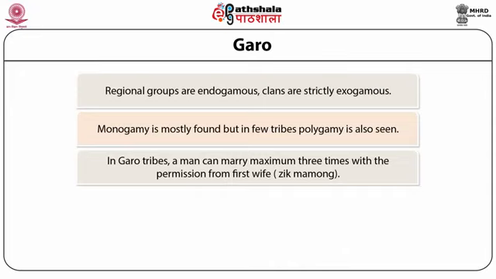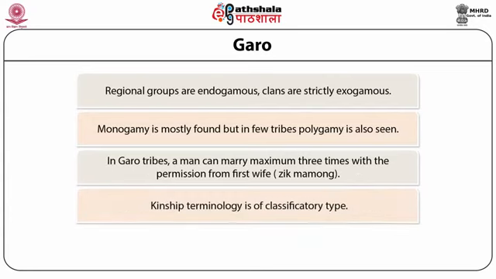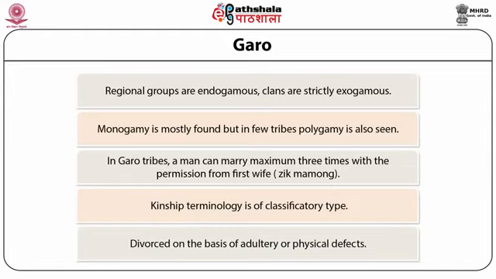Some of them are found to marry their widowed mother-in-law. The marriage rules are designed in such a way that a person can keep the whole property of his in-laws' house under control. The custom of bride price is not seen among the Garo. Kinship terminology is of the classificatory type. Terms of address are common for father, father's brothers, mother's brothers and mother's sisters' husbands, and father's sisters' husbands. In the same manner, female relatives in the status of mother are designated by a common term. A couple can easily get divorced on the basis of adultery or physical defects.